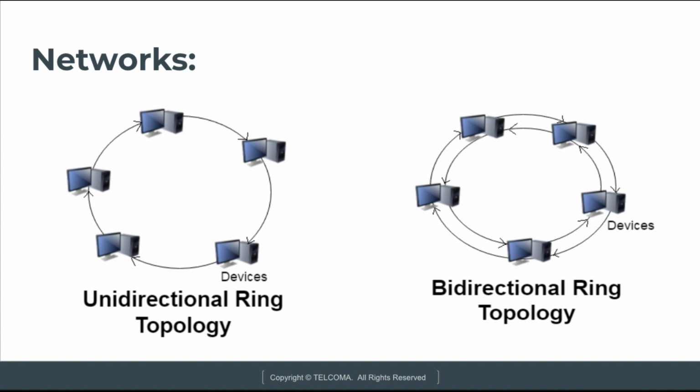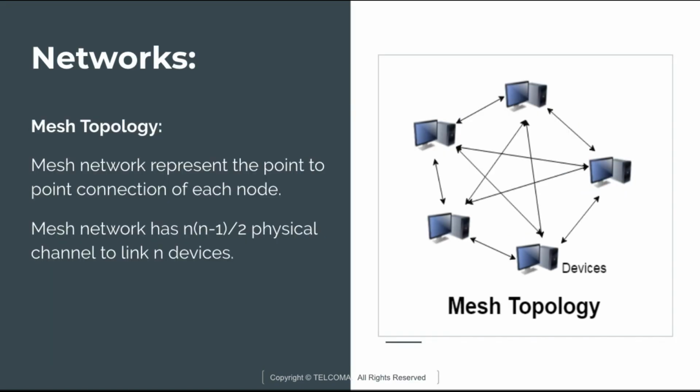Whereas in bidirectional ring topology, it handles the data traffic in both directions, and this topology is also known as the full duplex network. So here you can see that there is one wire in unidirectional topology, and in this there are two wires used for the bidirectional ring topology. So these are the types of ring topology. Next we are going to discuss the mesh topology.